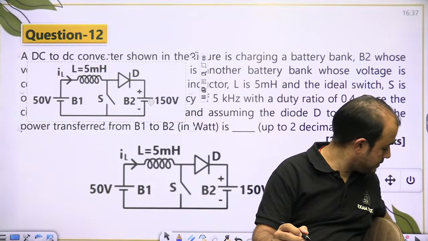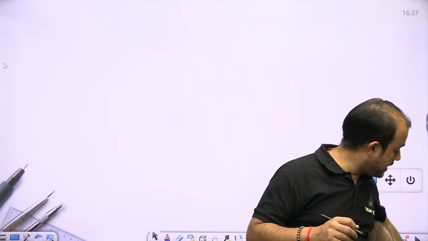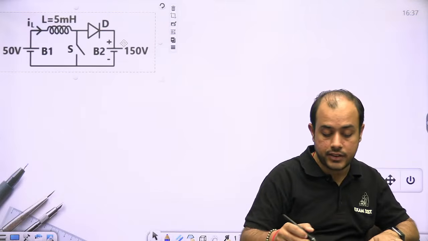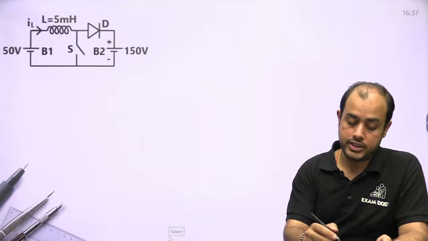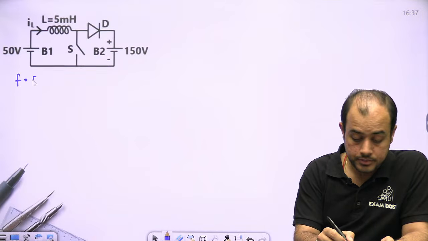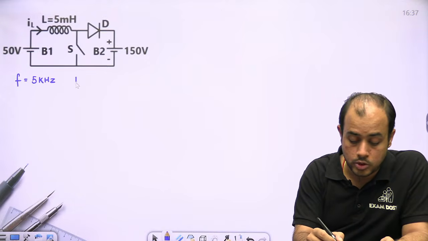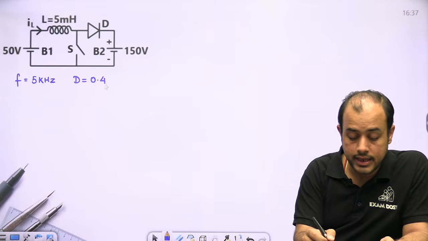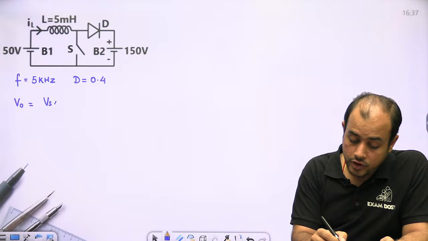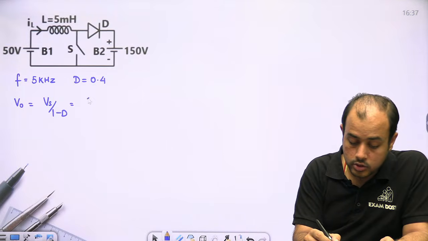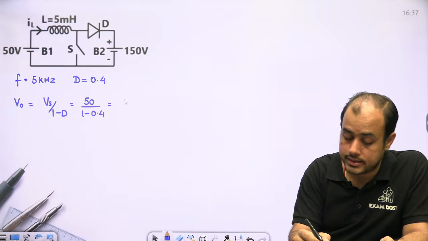अब देखें. In this question, beta, it is a boost converter. They have given the input voltage, they have given the supply, they have given the duty cycle and the output voltage. They want to know the power that is going into battery B2. Now again, beta, the information is more than required. So let me check. 0.6, that is 3 by 5.